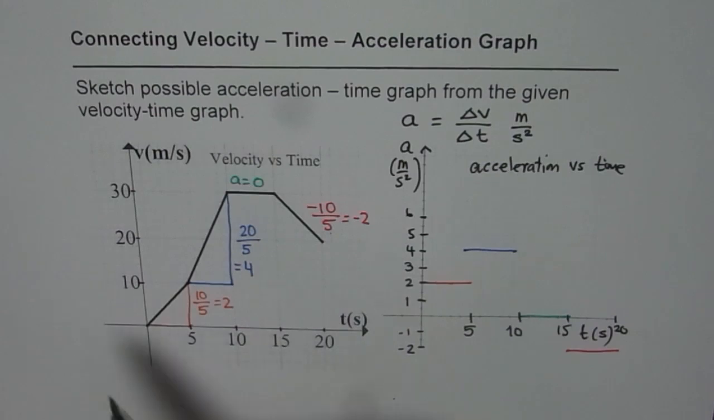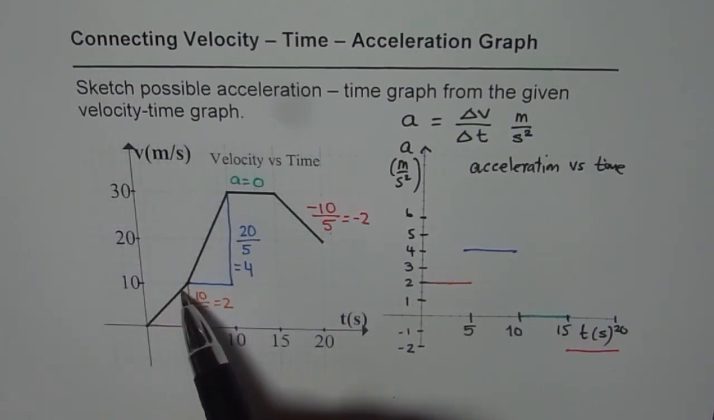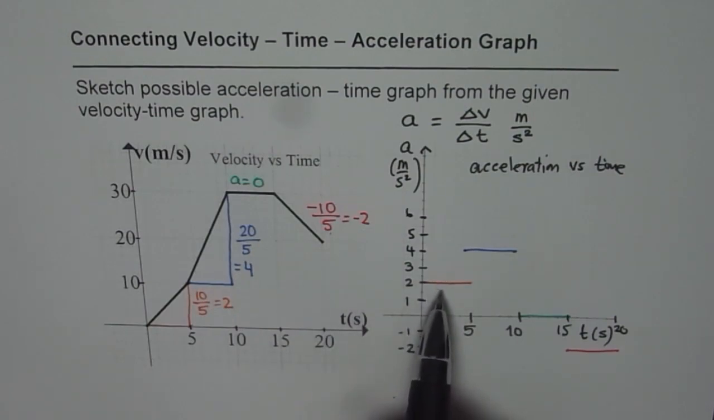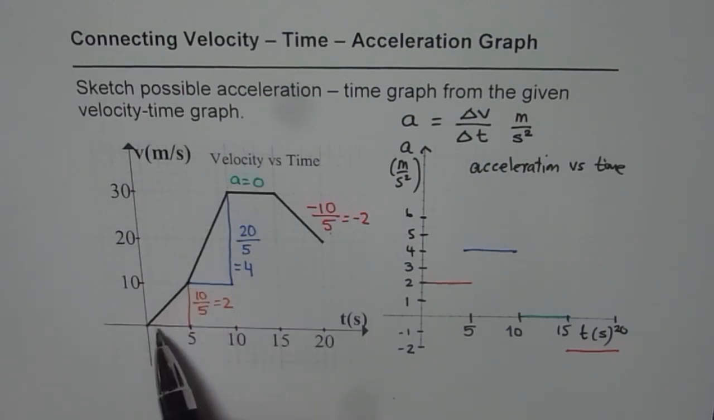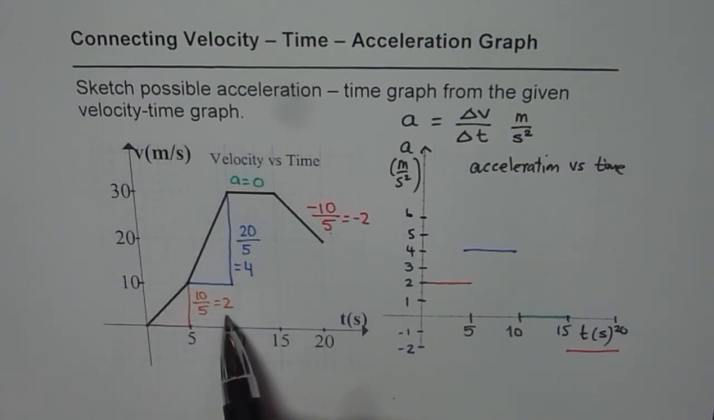Remember one thing: if we have a constant increase in velocity, that means a constant acceleration. The rate of change for a straight line is the slope of that line, and that slope will be a constant. So that is how we can translate a velocity time graph to an acceleration time graph.